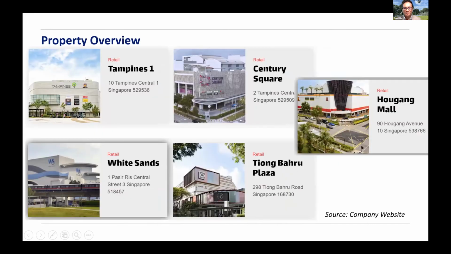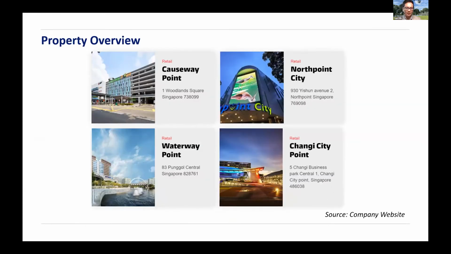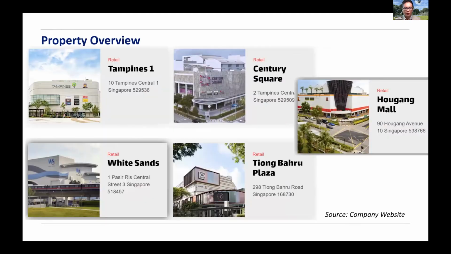Okay, now, if you take a closer look at all these properties, you will realize they have something in common. They are actually all what we call suburban malls or neighborhood malls. Okay, they are not in your Orchard Road or your main shopping belt. They are in neighborhood malls. One thing about neighborhood malls is they are actually very resilient, because got COVID, no COVID, we still need to go to our supermarket. Got COVID, no COVID, we still need to go for a haircut.